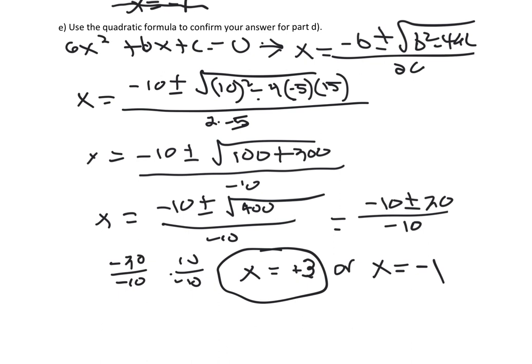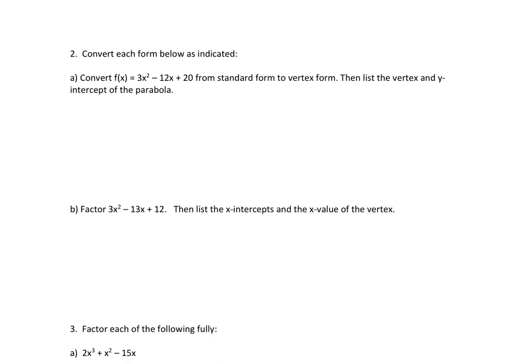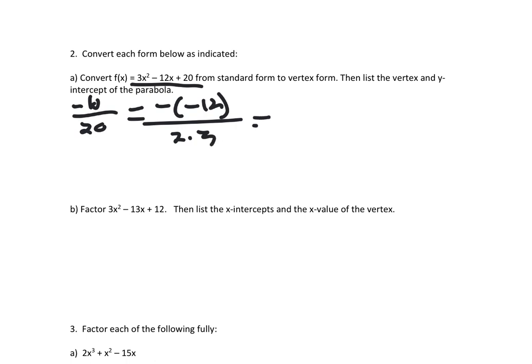Okay, going on to the next page. Here we are asked to convert f(x) = 3x squared minus 12x plus 20 from its current form, standard form, into vertex form. There are several ways to do this, but the one that I wanted to go over with you was where we figure out the x value of the vertex by using the fact that the x value of the vertex is -b over 2a, which means that it's equal to negative of -12 over 2 times 3, which gives us 12 over 6, which is equal to 2.